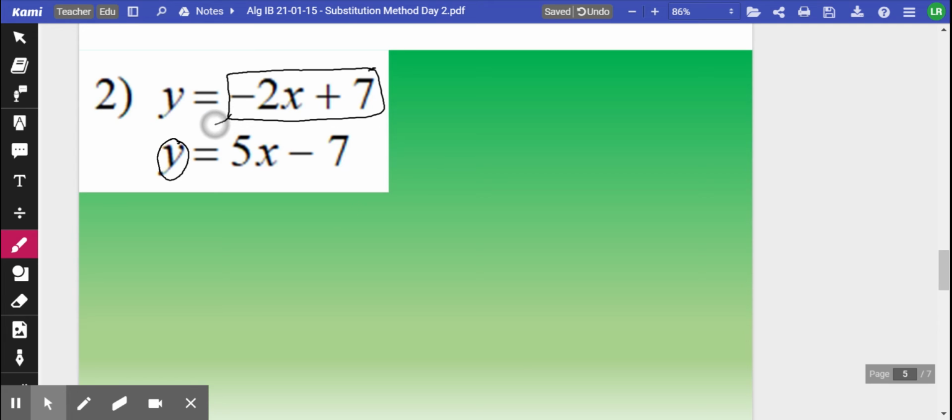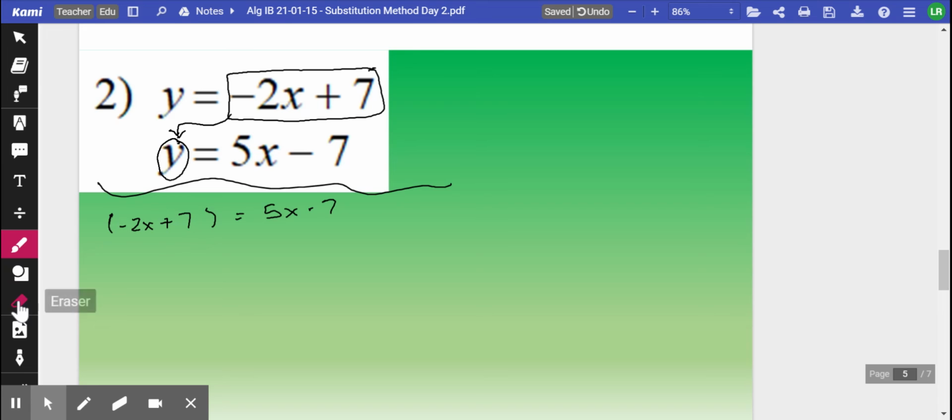Essentially this is getting placed right there. And I'm going to rewrite this equation with this substitution. Remember, that's where the parentheses go. Equals 5x minus 7, and inside the parentheses is what my box is. Negative 2x plus 7. Okay, I'm going to remove those because I just multiplied by positive 1.